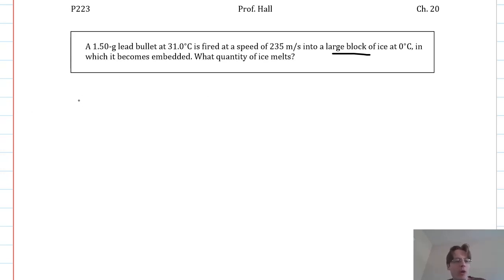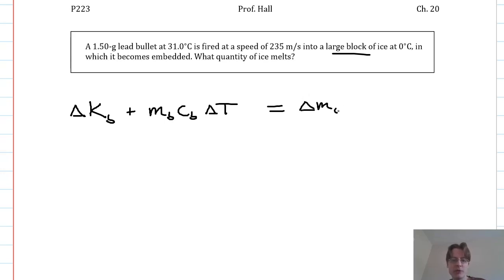In other words, what I'll do is I'll set the change in kinetic energy of the bullet, plus the heat which it gives into the ice, M bullet, heat capacity of the bullet times delta T. This accounts for the total energy lost by the bullet, and I'll set that equal to the heat which melts the ice, delta M L. That's delta M ice times L ice.